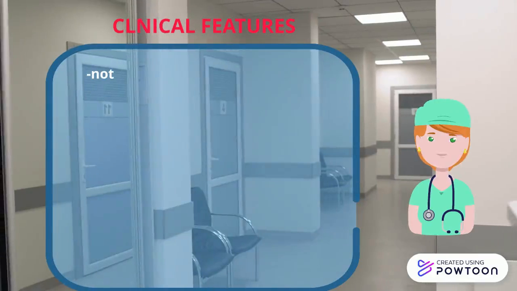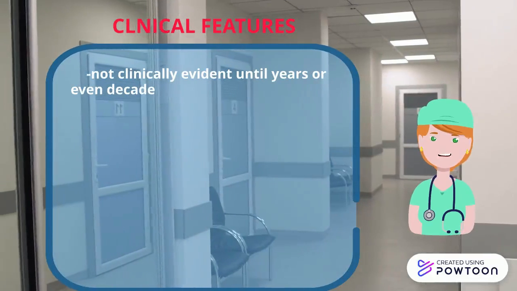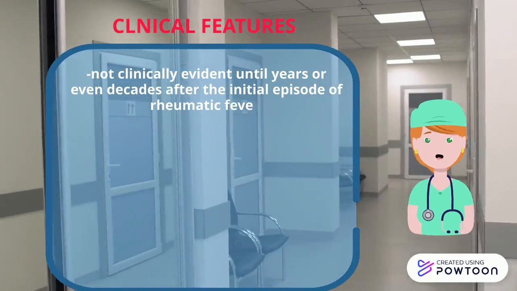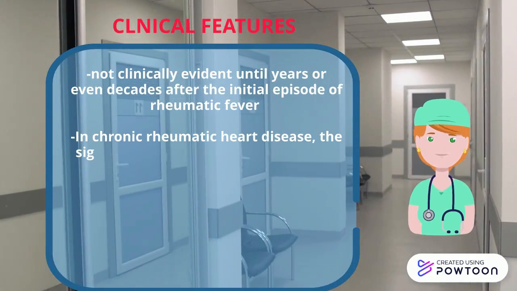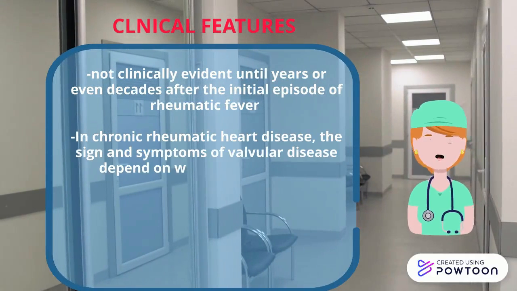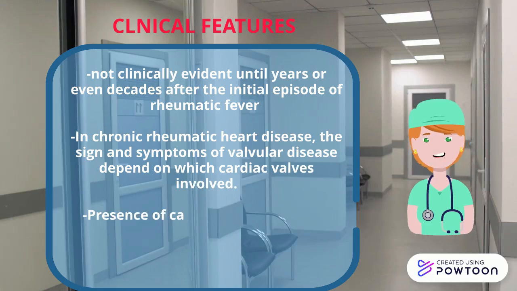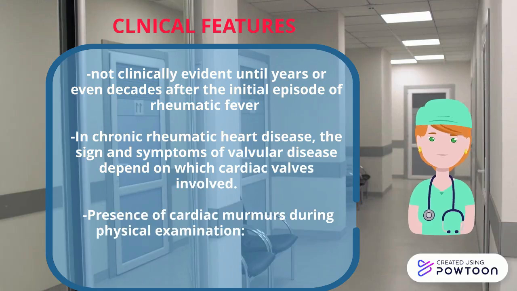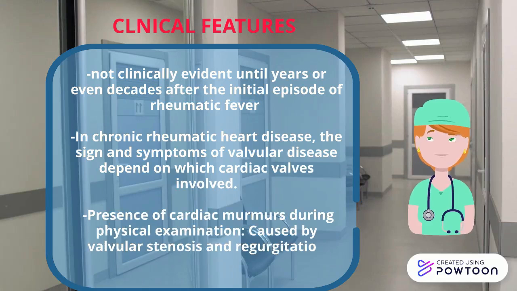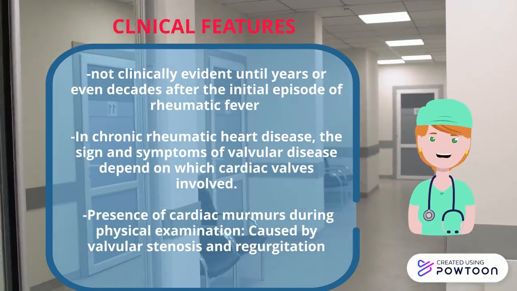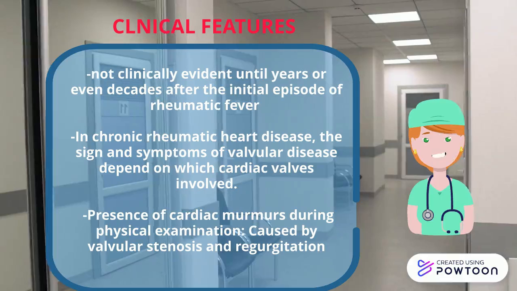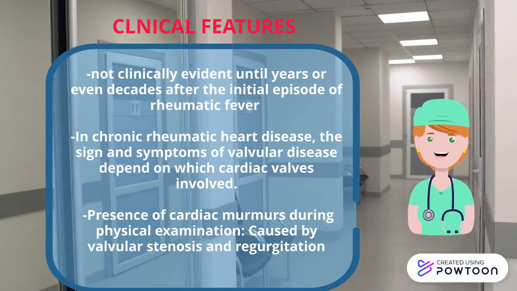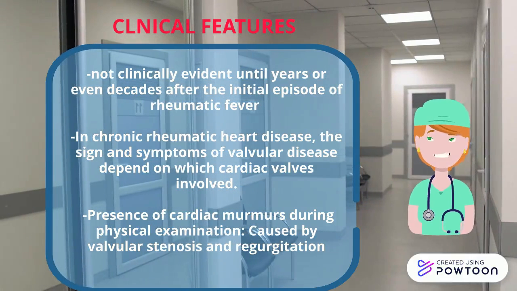In rheumatic heart disease, the clinical features might not be clinically evident for years or even decades after the initial episode of rheumatic fever. However, when it presents, the signs and symptoms depend on which cardiac valves are involved. During physical examination, there might be cardiac murmurs, which are caused by valvular stenosis and regurgitation.